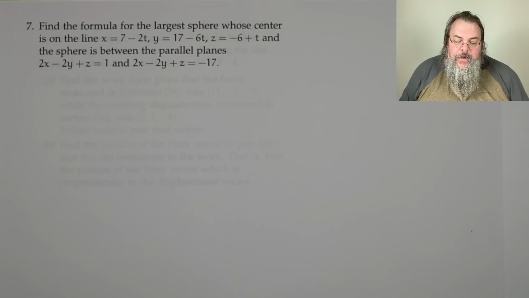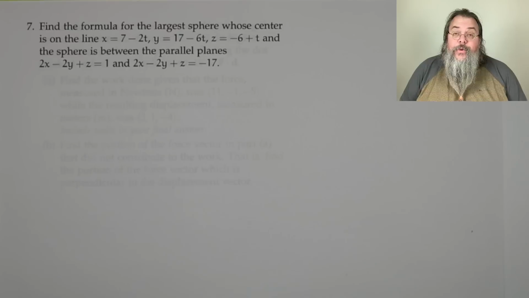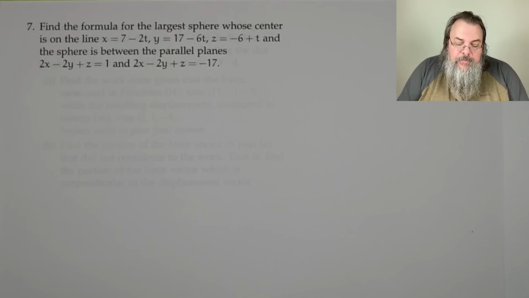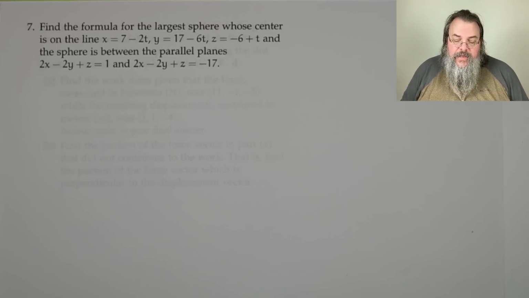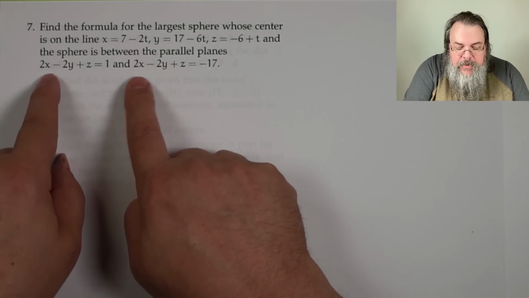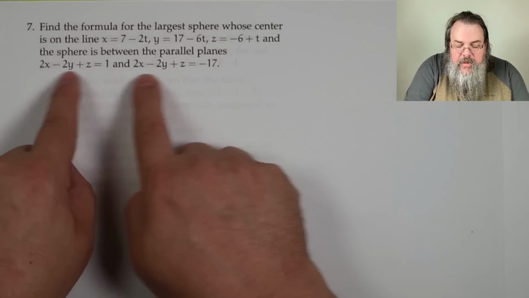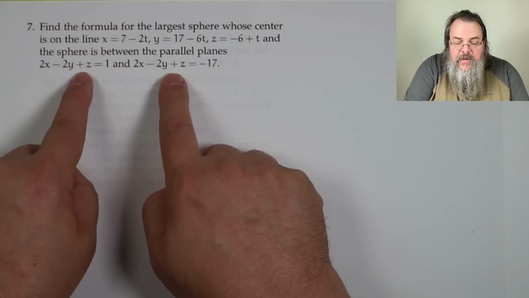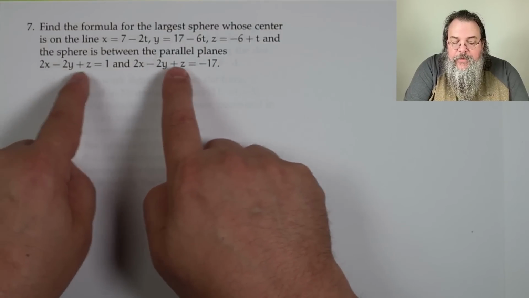Number 7. Find the formula for the largest sphere whose center is on the line x equals 7 minus 2t, y equals 17 minus 6t, z equals negative 6 plus t, and the sphere is between the parallel planes 2x minus 2y plus z equals 1, and 2x minus 2y plus z equals negative 17. Now we can see that they're parallel because these pieces are exactly the same. So they have the same normal vectors.